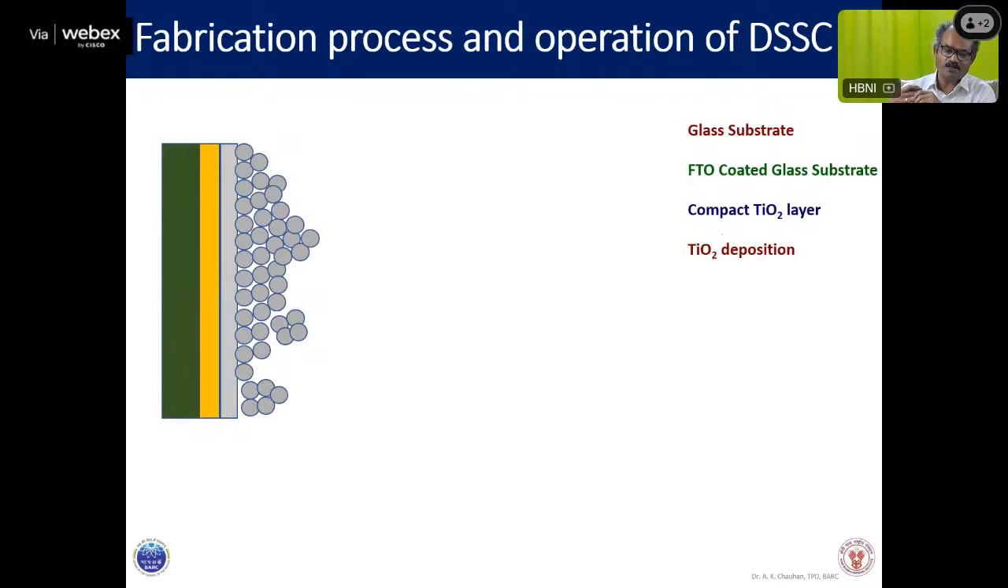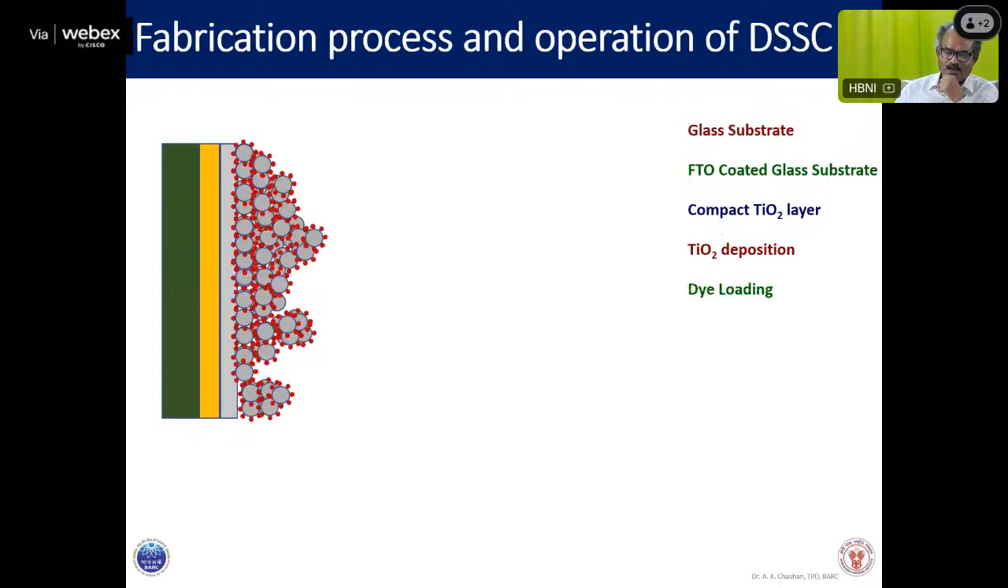All these nanoparticles should be coated with a dye, and preferably it is a monolayer of dye. The dye is in liquid form, so you just dip this entire assembly, which is called the photo anode, in the dye. What will happen? The TiO2 will absorb the dye and it will become like this. Imagine there may be some gaps, but ideally all of it should be covered, and there should not be any direct contact between TiO2 and the electrolyte.